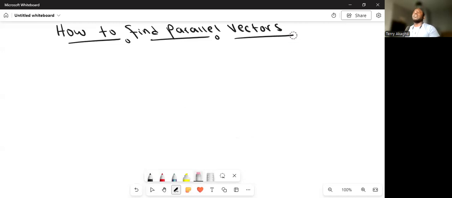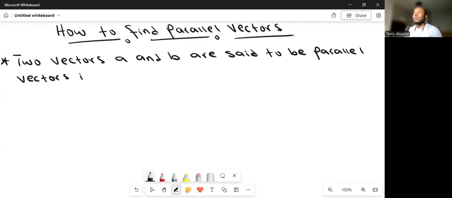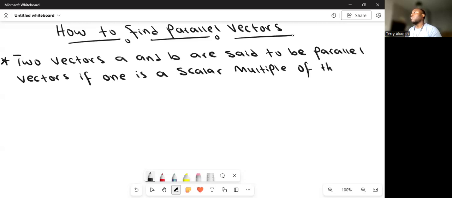All right, so let's start. So we said if we have two vectors, A and B, they are said to be parallel vectors if one is a scalar multiple of the other.